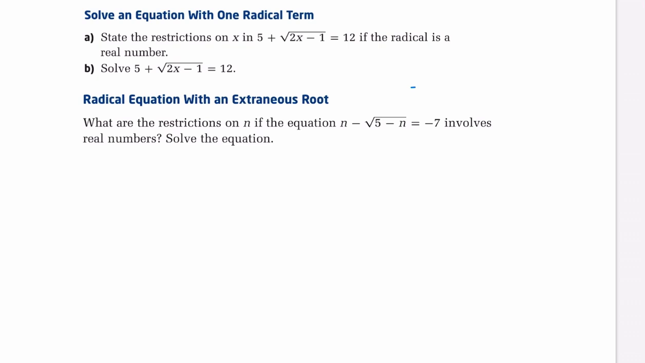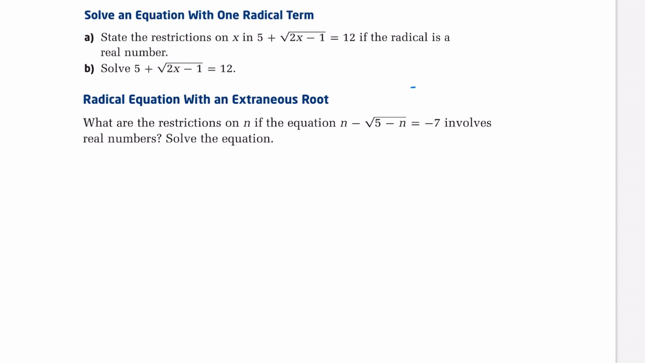Now let's work with extraneous roots, which means we will solve this equation for the unknown n, and when we find n, we will plug it again in this equation and see if we will get minus 7. If we get minus 7, that answer is acceptable. If we get a number different than minus 7, that means our solution is not allowed to take.